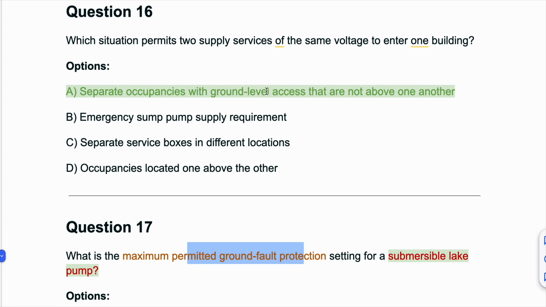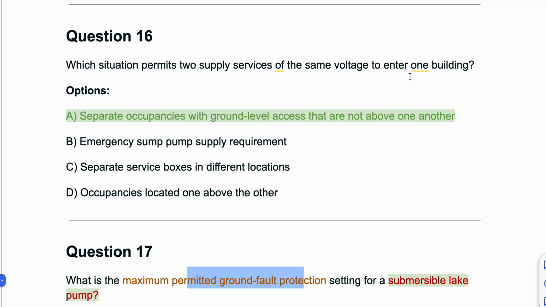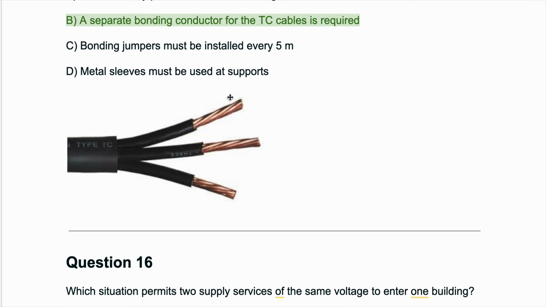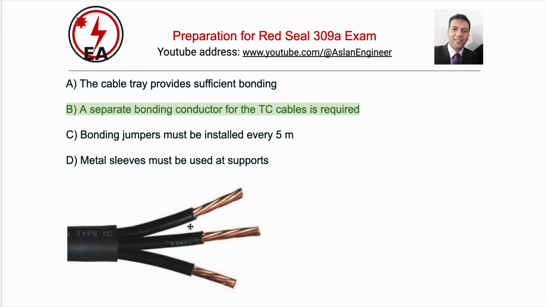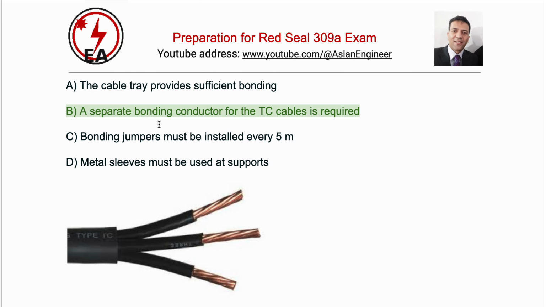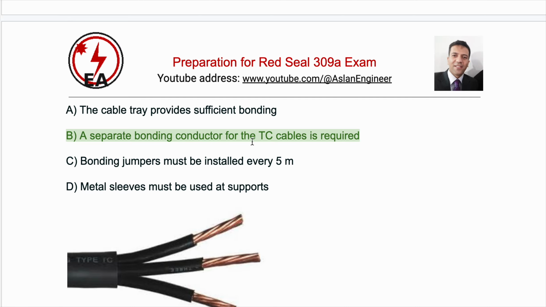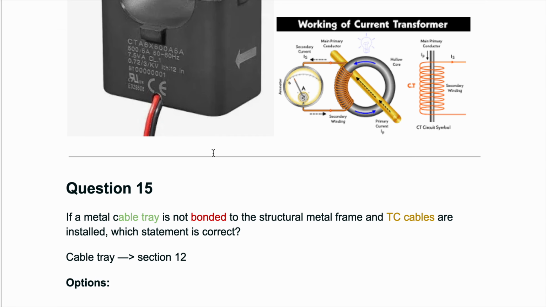Separate consumer, not above one another. Yeah, they cannot be above, but separate entrance. For what? For the two supply services. Also TC cables, they don't have a bonding conductor, so we need to use a separate bonding conductor.